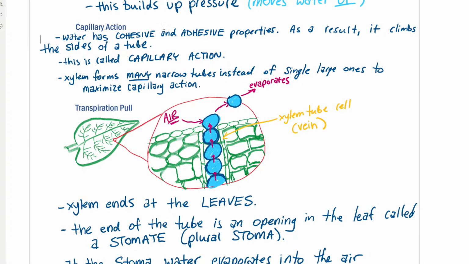We said that water has cohesive and adhesive properties, and as a result, it climbs the sides of a tube. It's called capillary action. And in a big tube, it just looks like a little climbing of the sides. Just a little meniscus like that. But the narrower you make the tube, the more it climbs the sides. And if you make the tube narrow enough, it will actually start to climb up the tube as a column. And the narrower the tube, the higher that column can go.